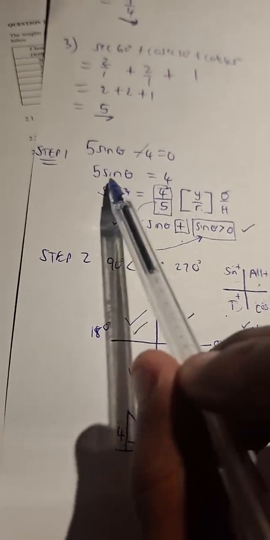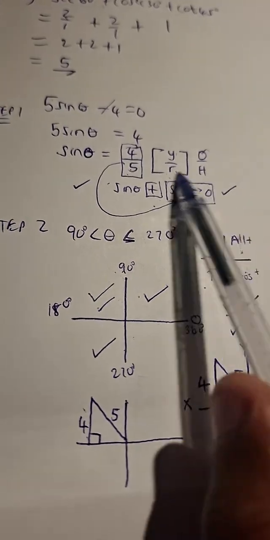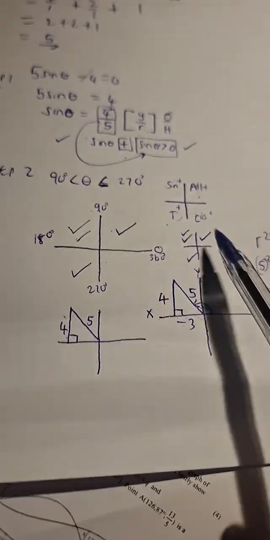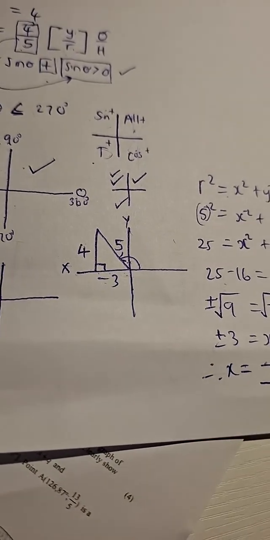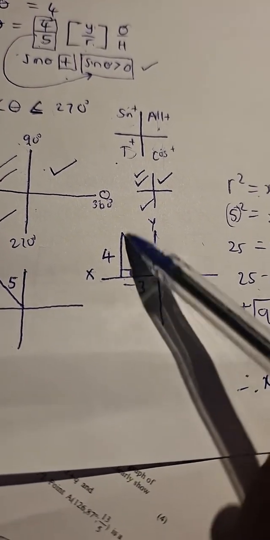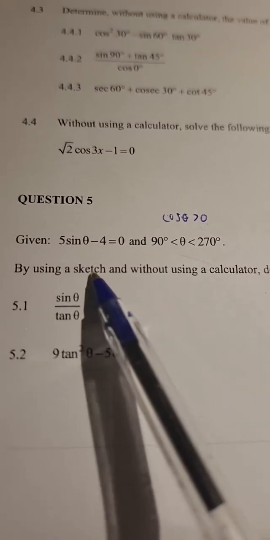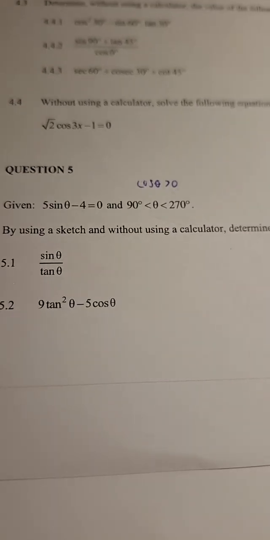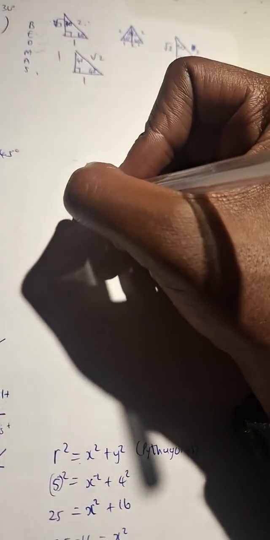Our sketch. So all that we did here: isolating the trig ratio, finding that it's either positive or negative, understanding what that means, ticking the quadrants, understanding the interval, locating the right angle triangle where it falls, using Pythagoras, getting the value of the side that is missing. All that was to help us to do what? To get the sketch so that we can use it to simplify and calculate what is given to us there. So now we need to calculate 5.1.